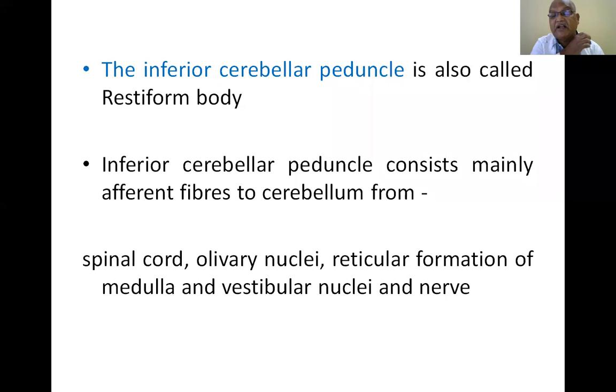The inferior cerebellar peduncle consists mainly of afferent fibers to the cerebellum from the spinal cord, olivary nuclei, reticular formation of the medulla, and vestibular nuclei and nerve. So the afferent fibers reaching the cerebellum through the inferior cerebellar peduncle come from the spinal cord, olivary nuclei, reticular formation of the medulla and vestibular nuclei.